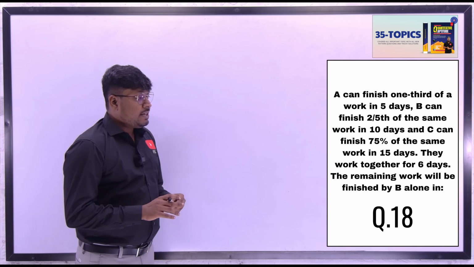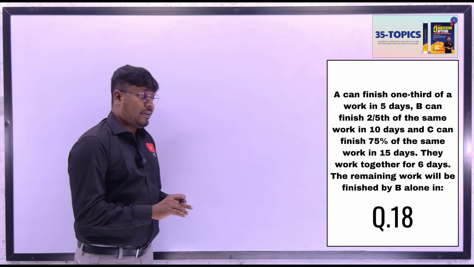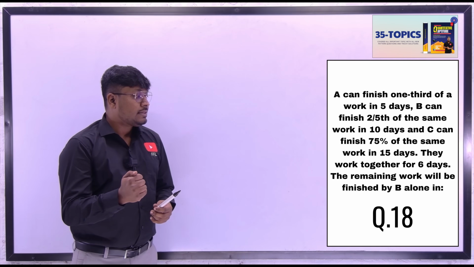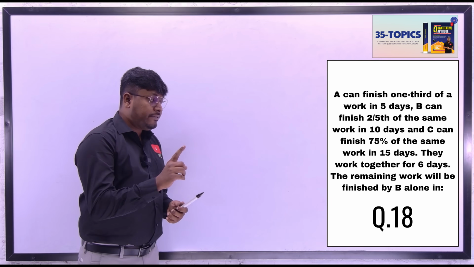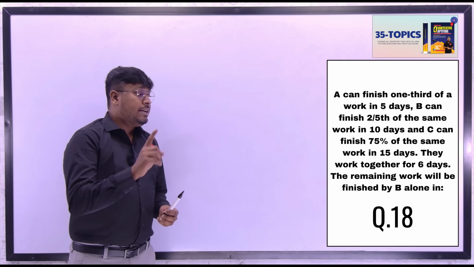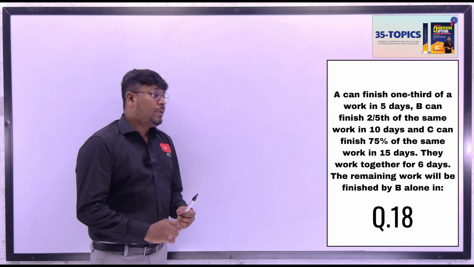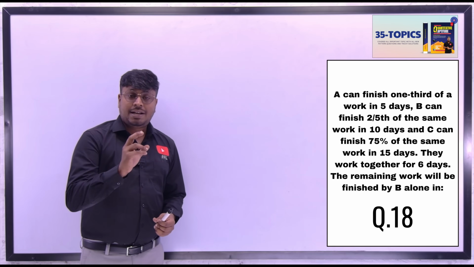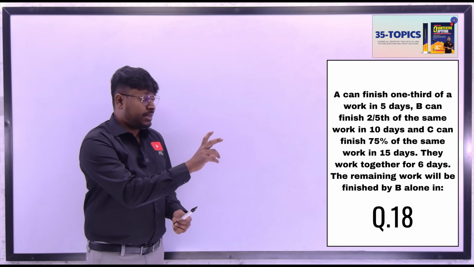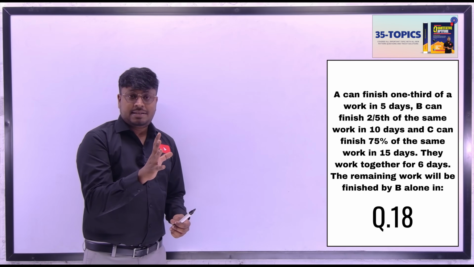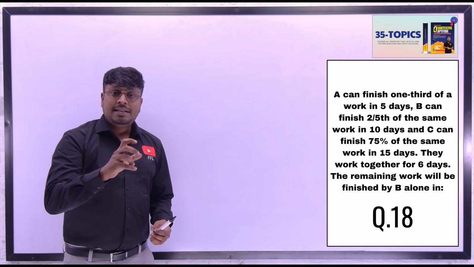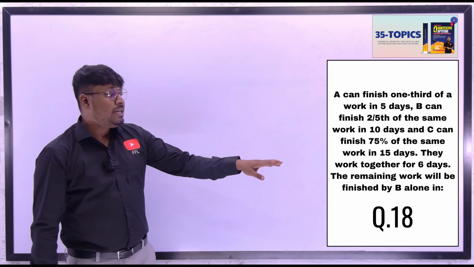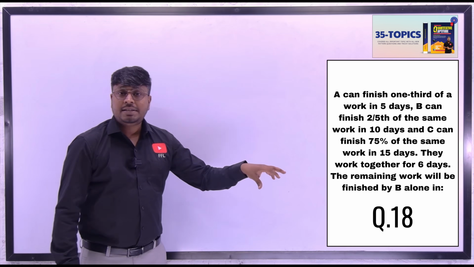A can finish 1/3rd of the work in 5 days. B can finish 2/5 of the same work in 10 days. C can finish 75% of the same work in 15 days. They work together for 6 days. The remaining work will be finished by B alone. So initially all three are working for 6 days, and then the remaining work was completed by B alone. How many days? Our target is to find how many days B alone takes to complete the remaining work.